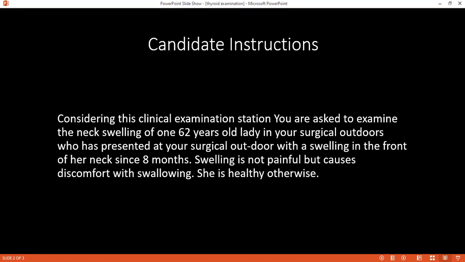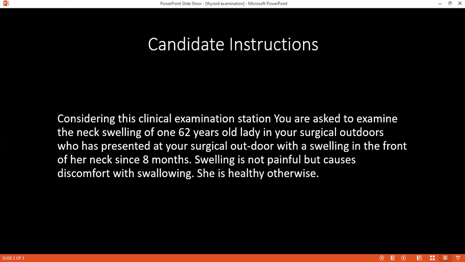There were no thyroid eye signs, no bruit over it, and no proximal myopathy. No lymphadenopathy and no asterixis. Okay. What is your differential diagnosis?